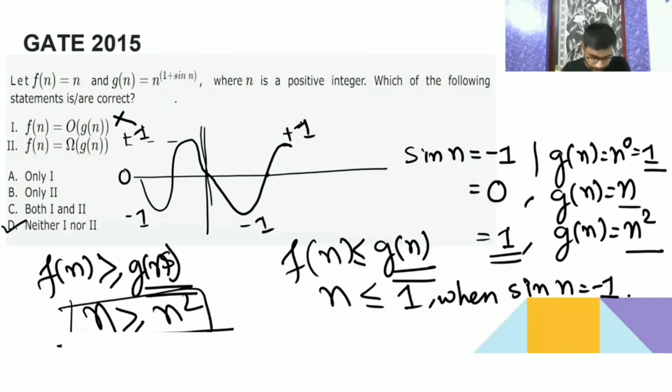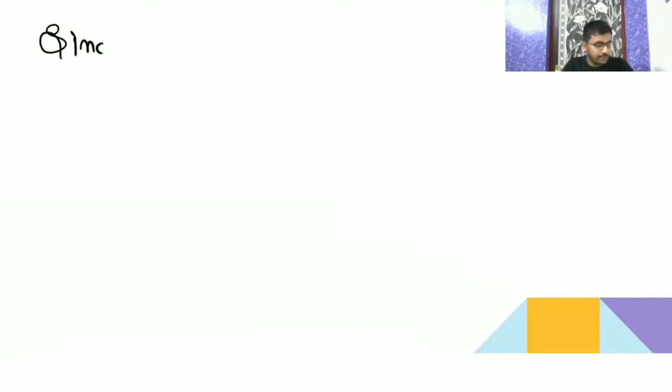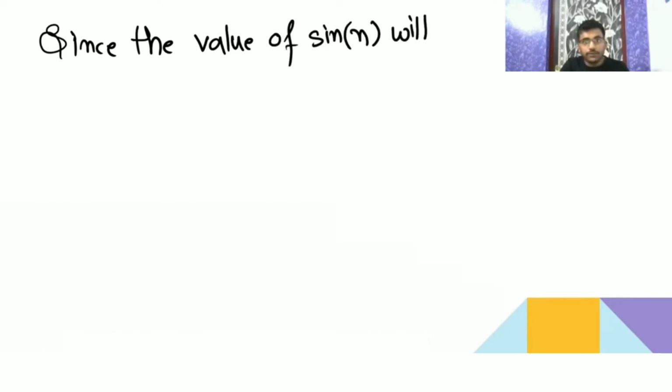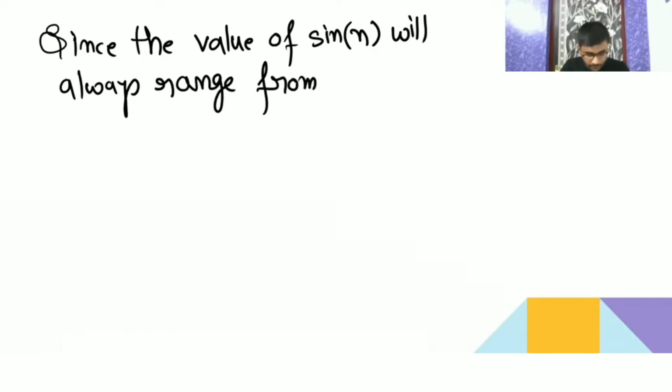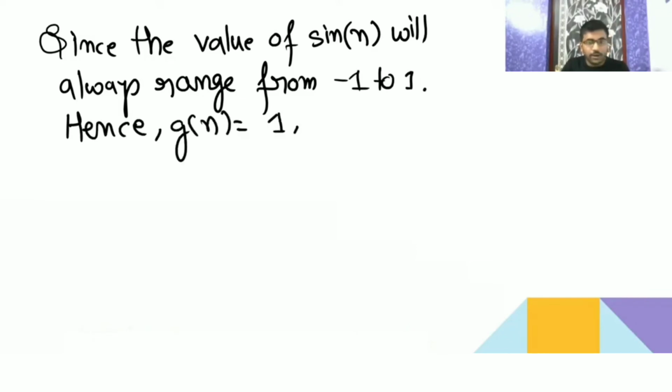Am I clear? You can write, since the value of sin n will always range from minus 1 to 1, hence Gn is equal to either 1 or n square. So Gn is going to be either 1 or n square.